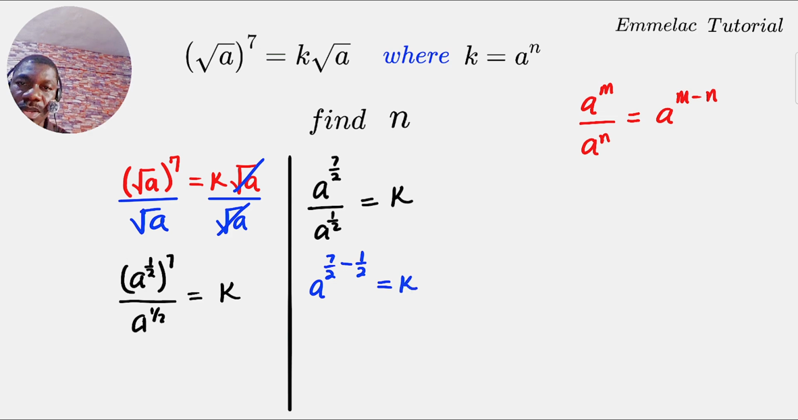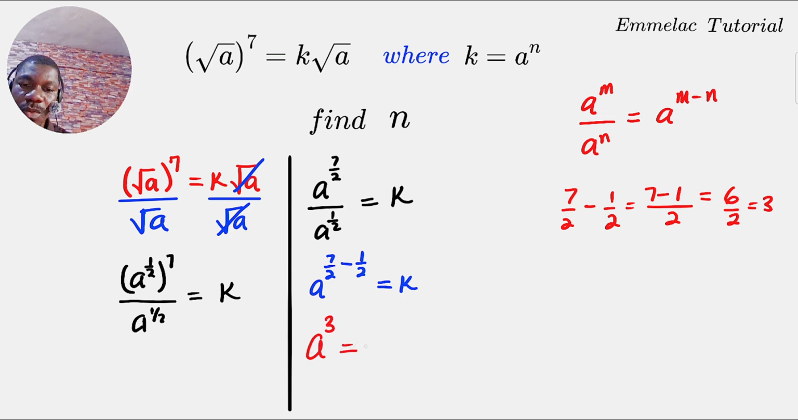We know that when we simplify this, it gives us 6 over 2. How? 7 over 2 minus 1 over 2. Because we have the same denominator, we can just pick one, then 7 minus 1 gives us 6 over 2, which gives us 3. So here we have that a raised to 3 equals k.